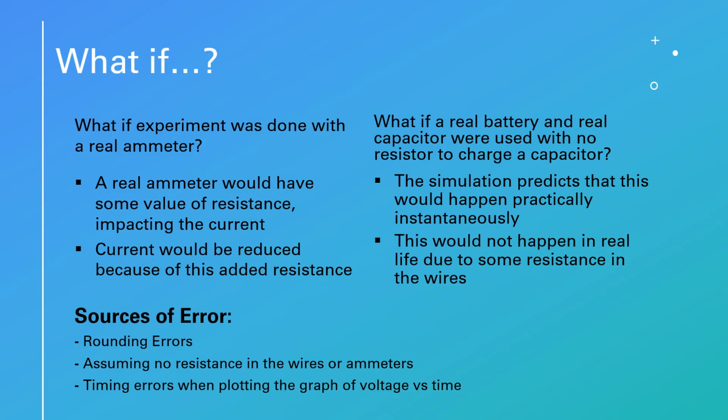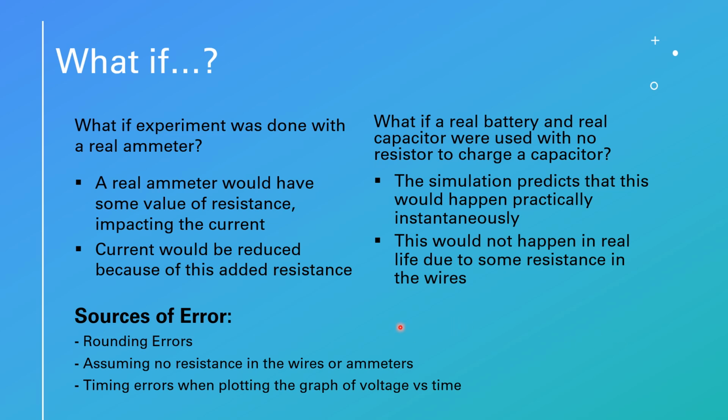For the discussion questions, if this experiment was done for real, the ammeter would have some sort of resistance that would cause the current to decrease. Next, if there was a real battery used to charge a real capacitor, this would not happen as instantaneously as the simulation predicts. It would happen fast, however the connecting wire would have some value of resistance slowing the process down.